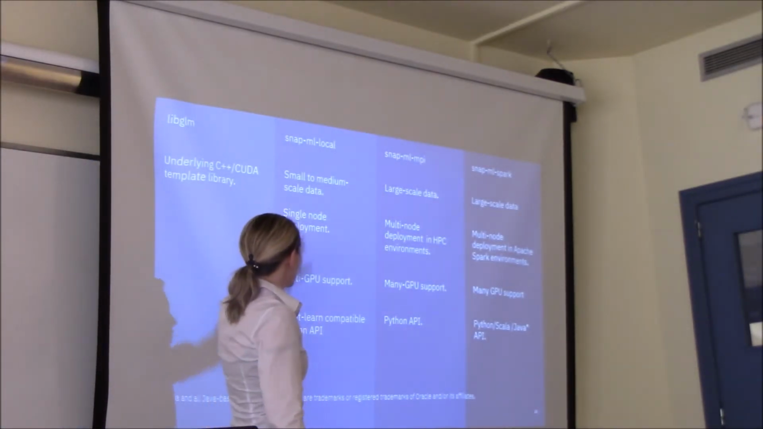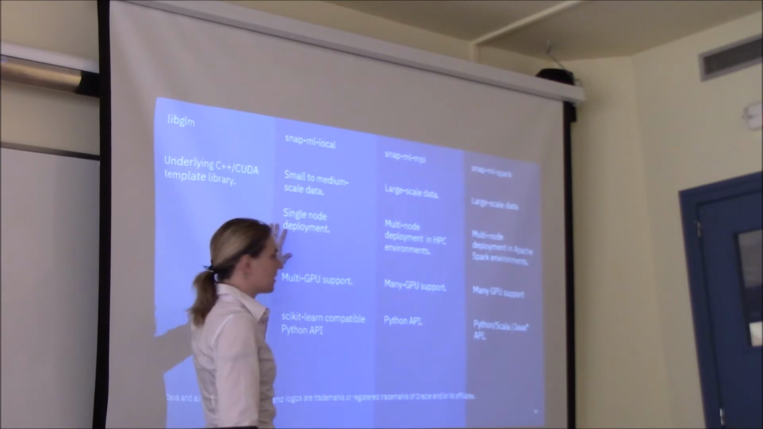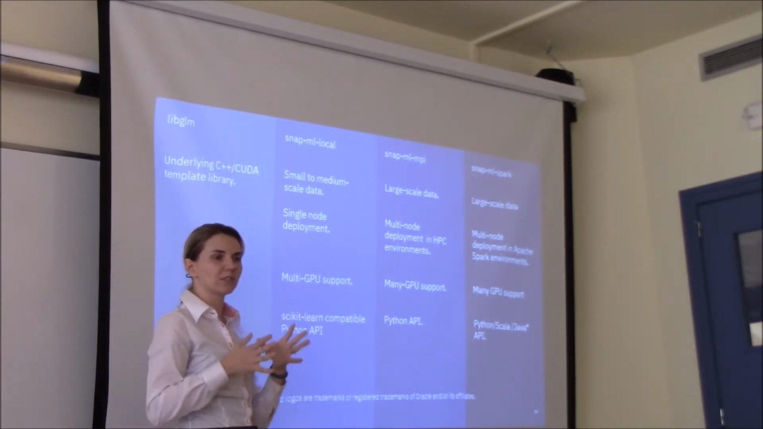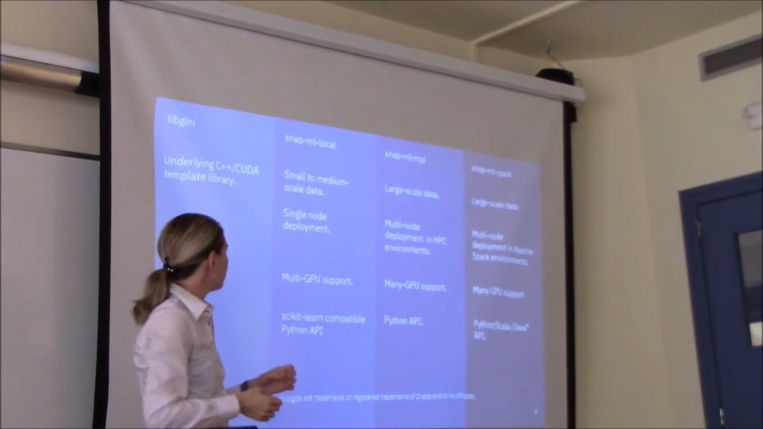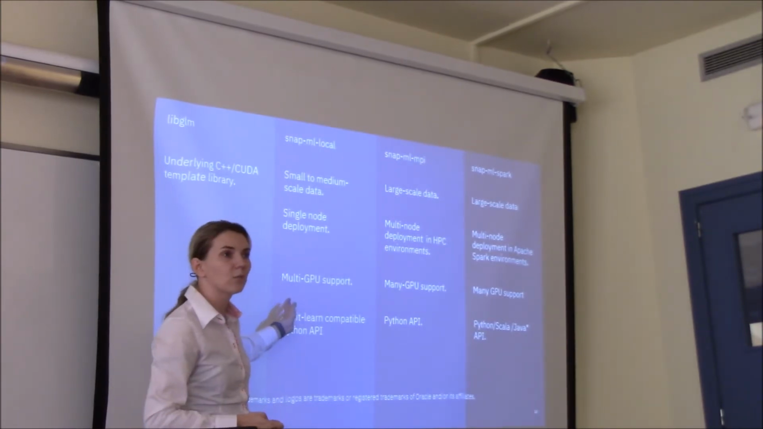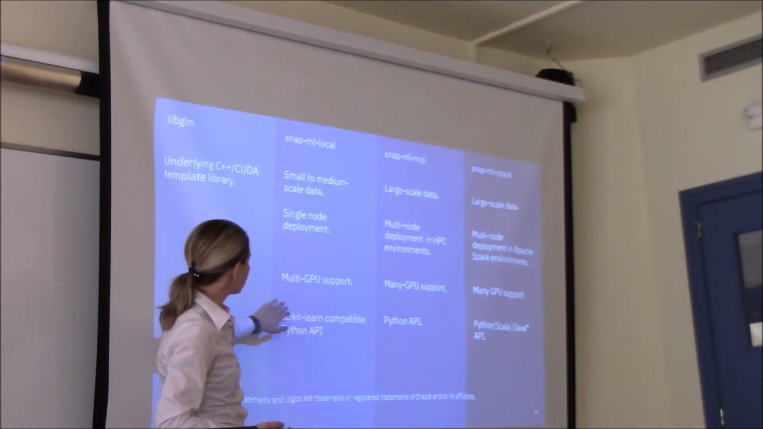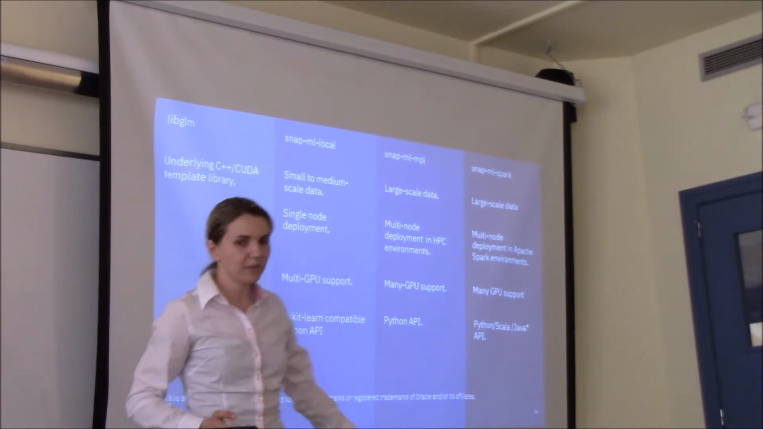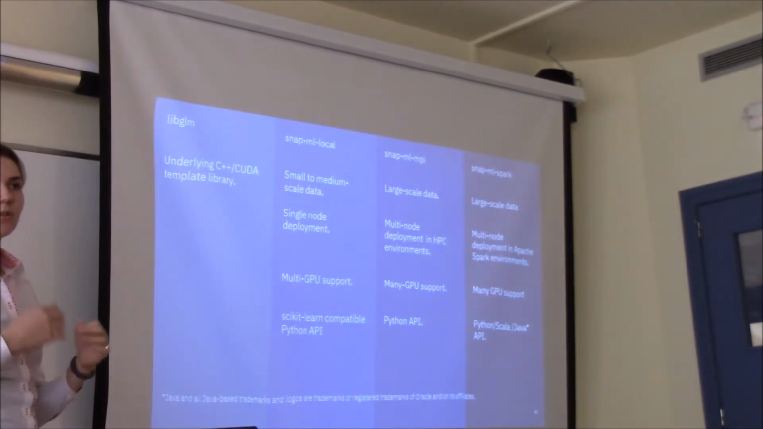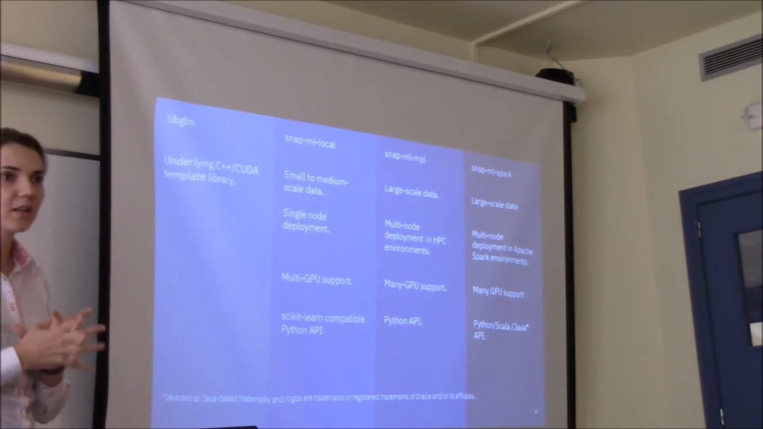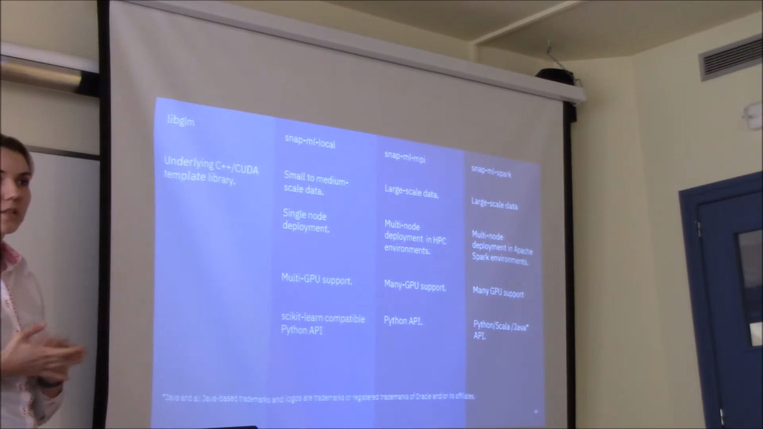One is called SnapML Local, which is very similar to scikit-learn. This applies mainly to small to medium scale data. You want to do some prototyping, you have small amounts of data on your single node system, and you also want to make use of all the GPUs that you have in your system, so you can also do multi-GPU training. This Python interface is fully compatible with scikit-learn. What it means is that you can use data pre-processing functions provided by scikit-learn. You can use scikit-learn metrics and so on.